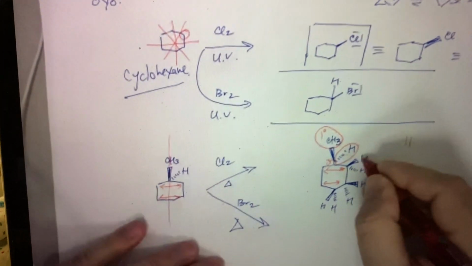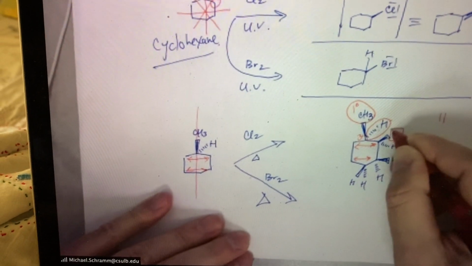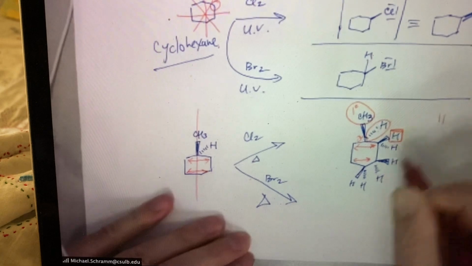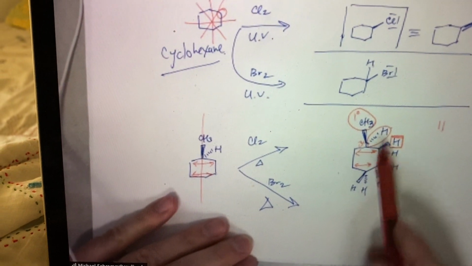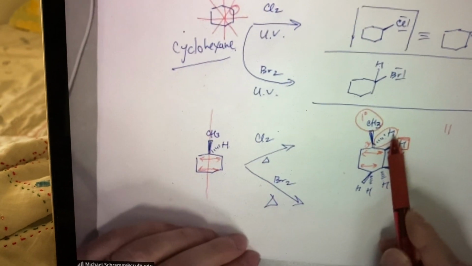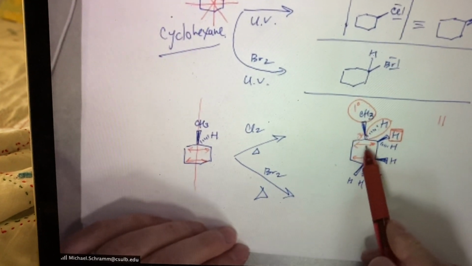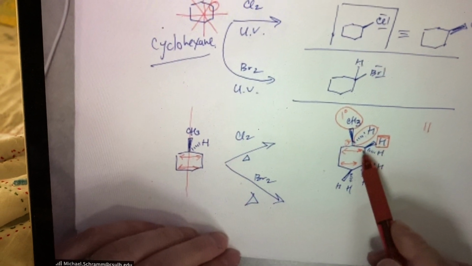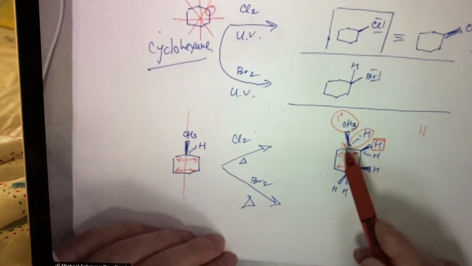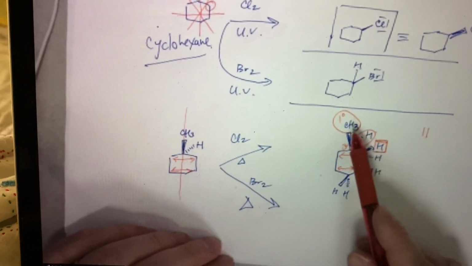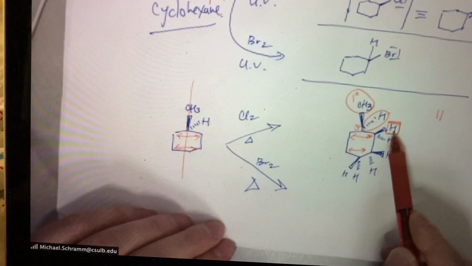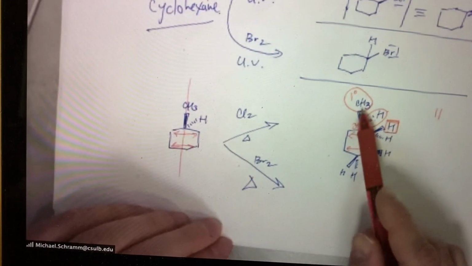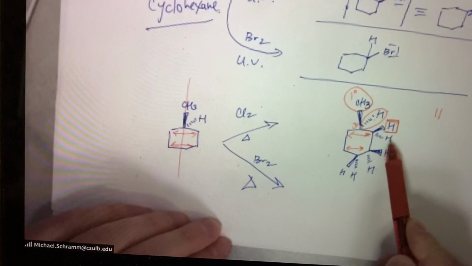What if we put chlorine here at this position? If we put chlorine here, it'd be called 1-chloromethyl-cyclohexane. If we put chlorine here, it would be called 1-chloro-1-methyl-cyclohexane. If we put chlorine here, let's just call it the 2 position. All right, let's just call this 1. Let's just call this 2. We would have 1-methyl-2-chloro-cyclohexane.